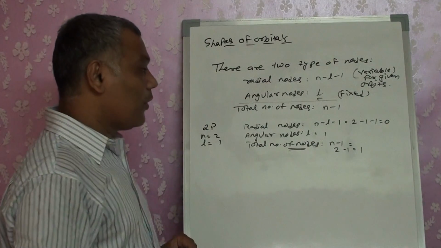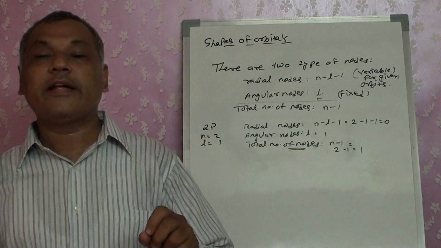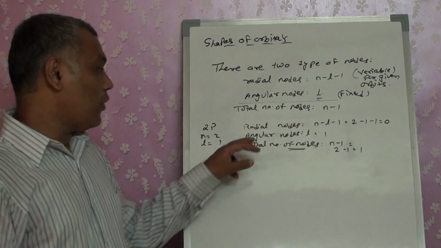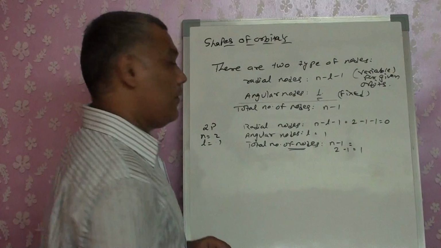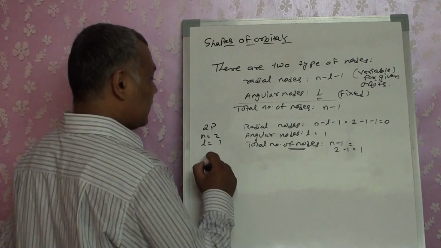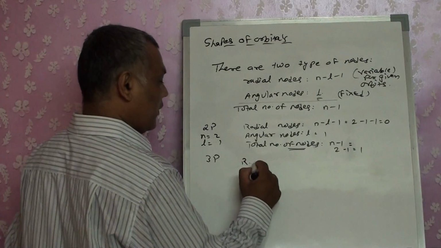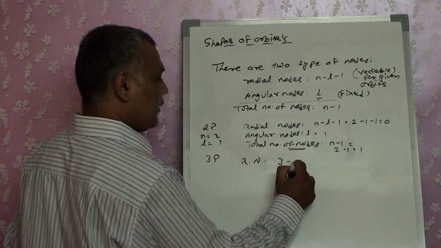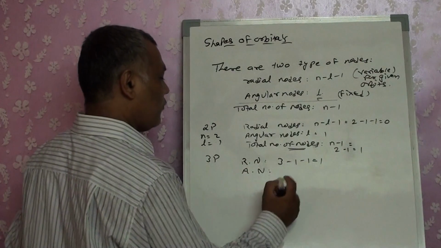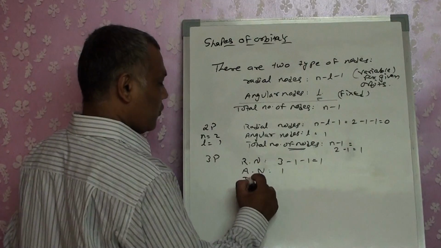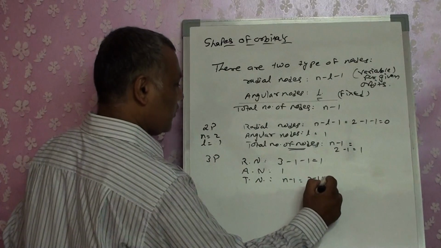So for the 2p orbital, we got radial nodes 0, whereas for the angular nodes we got 1. So the total number of nodes is 1. Now in place of 2p, let us take 3p. In 3p, radial nodes we get as 3 minus 1 minus 1, which equals 1. Angular nodes, we get 1. So total nodes, we get n minus 1, which equals 3 minus 1, that is 2.